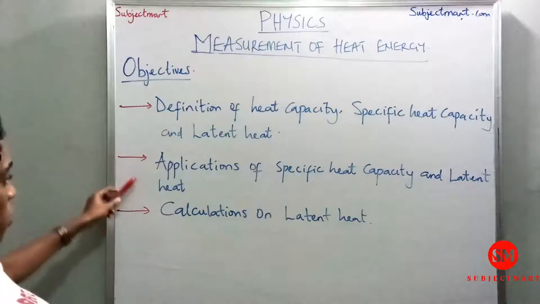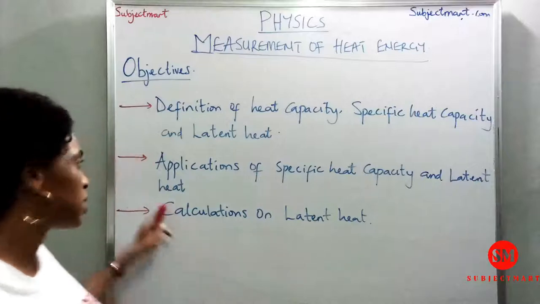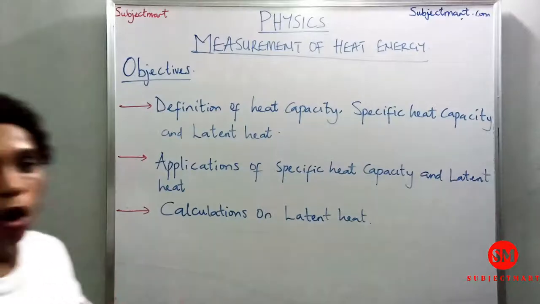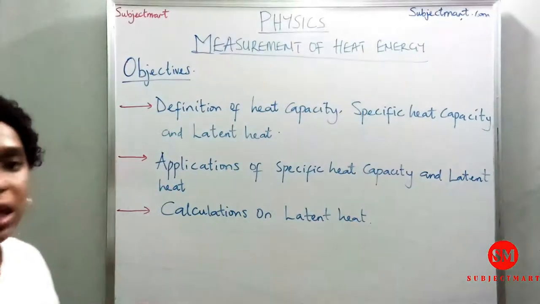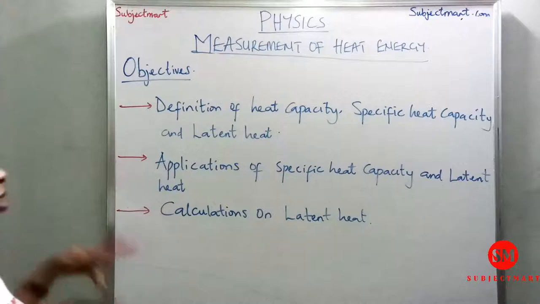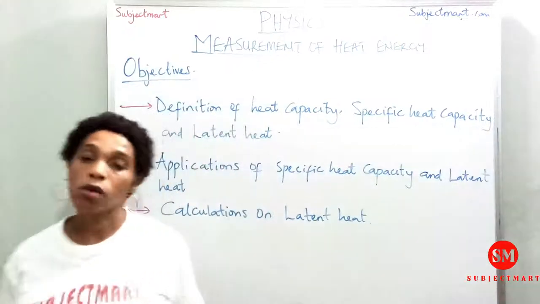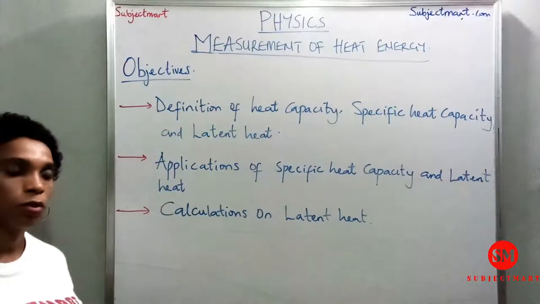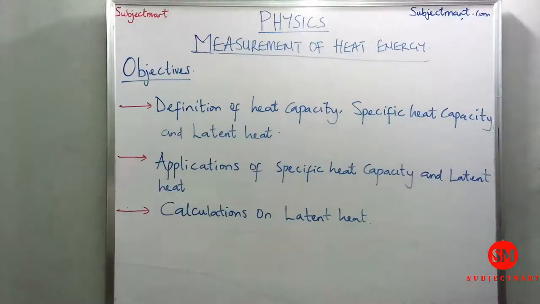The second objective is applications of specific heat capacity and latent heat. You'll be able to understand one or two applications of specific heat capacity in our everyday life. And the last objective we will be considering is calculations on latent heat. We will be solving a few calculations on latent heat.